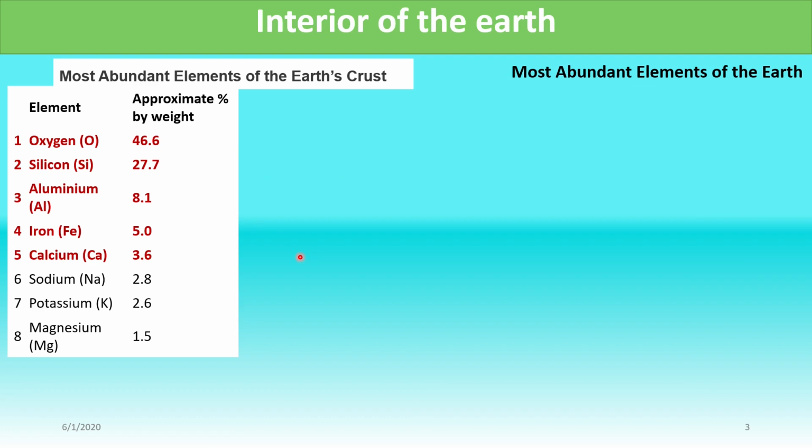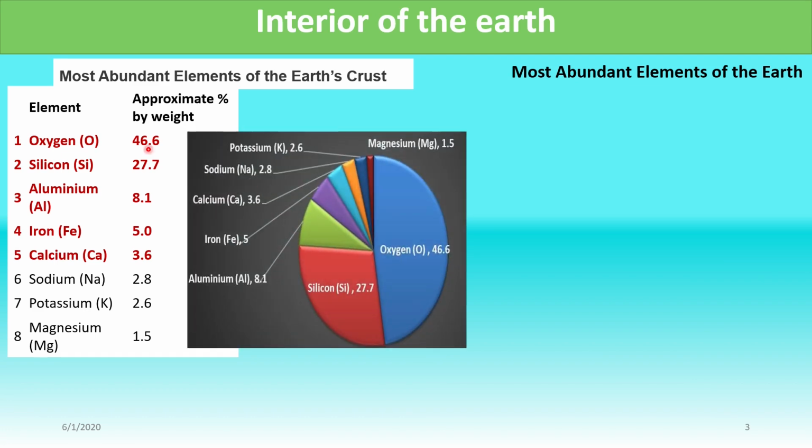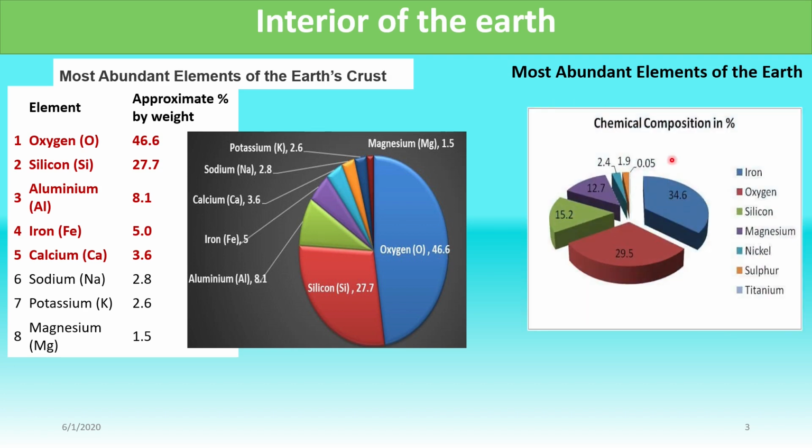The most abundant elements of the Earth's crust are oxygen, silicon, aluminium, iron, calcium, then sodium, potassium, and magnesium. Oxygen occupies the maximum part, nearly half of it, that is 46.6%. The most abundant elements in the chemical composition of the Earth are iron, oxygen, silicon, magnesium, nickel, sulfur, and titanium.